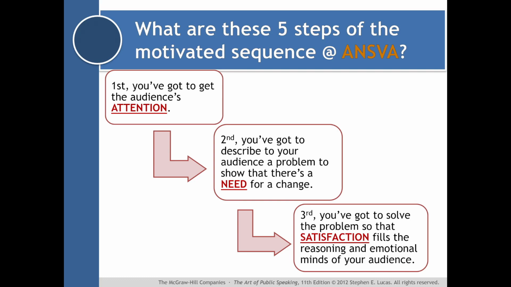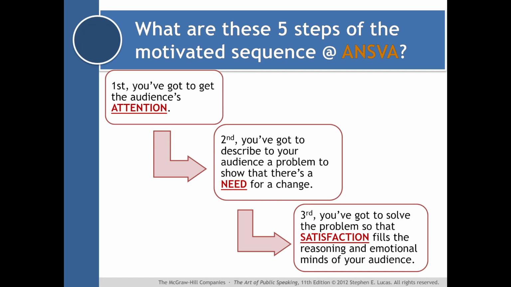Right. Then after you get the audience's attention, you need to describe to your audience a problem to show that there is a need for change. There is the N in AN-SVA. So you need to show why they need to change, because you are persuading someone to change from A to B. So you need to show why they need to change. So there is a need there.